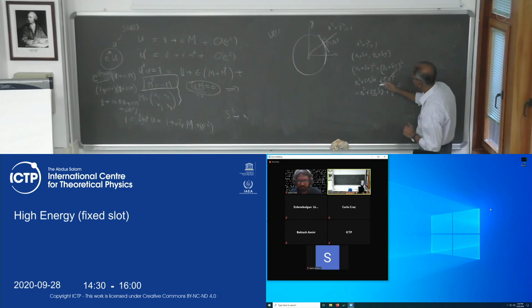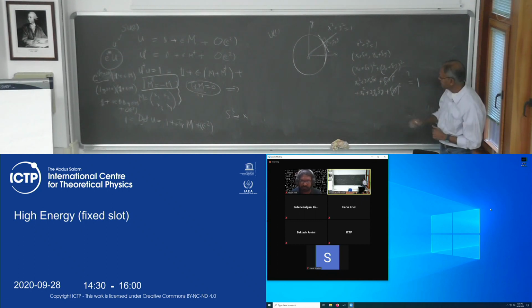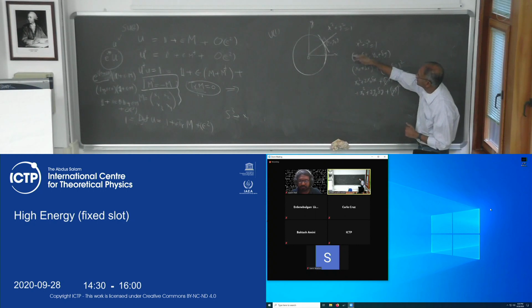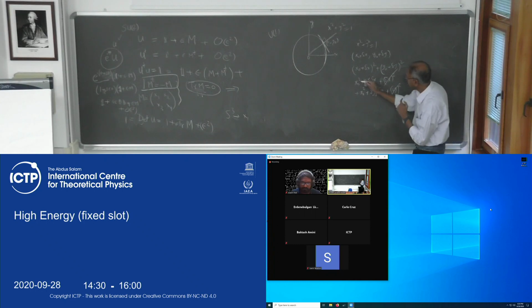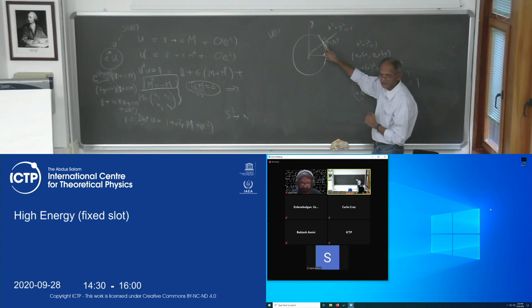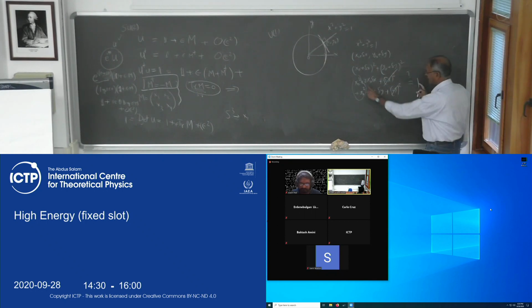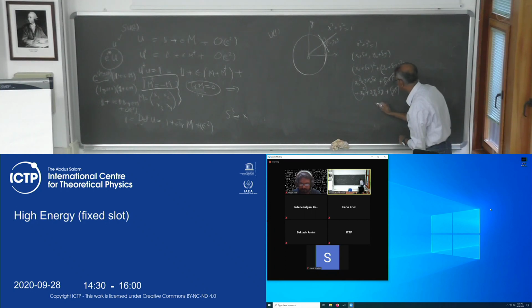So the question is, is it equal to 1 or different from 1? If this new point is again on the circle, then it should be equal to 1. If it is not 1, then it's a little bit out of the circle. But x naught squared plus y naught squared is already 1 because we assumed the starting point was on the circle, so that 1 cancels with this one. Then the equation we get is simply x naught delta x plus y naught delta y equal to 0.